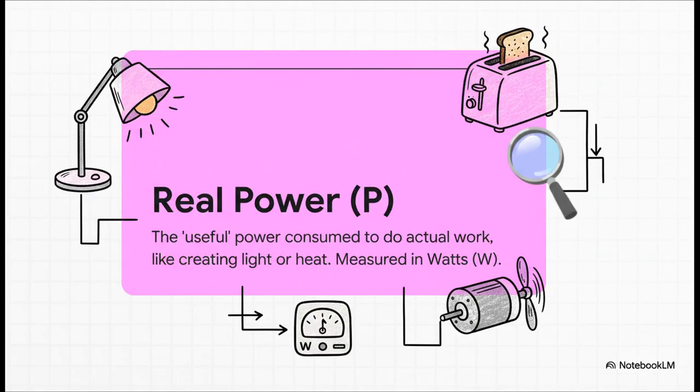First up, we've got real power. We use the letter P for this one. Now, this is the power you actually care about. This is the good stuff. It's the energy that gets used up to do actual, useful work. You know, the light coming from your lamp, the heat from your toaster. This is the power that's measured in watts, and it's what you actually get billed for.